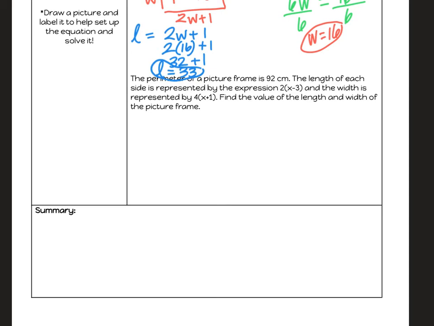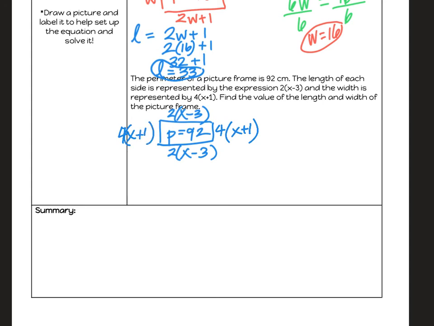So we're going to go ahead and label this. Okay, and so the length is 2(x minus 3), and the width is 4(x plus 1). This isn't super accurate because we're probably going to get a bigger number for the width, and typically the length is longer, but that's okay.